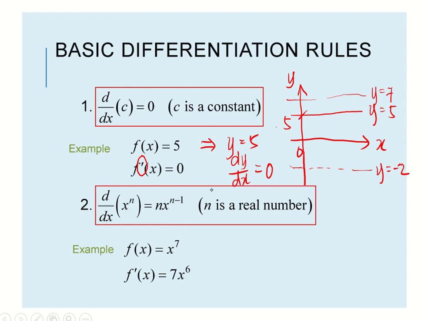So for example here, when we differentiate x to the power of 7, we bring the 7 down, this 7 we bring down. And 7 minus 1, we have power 6.